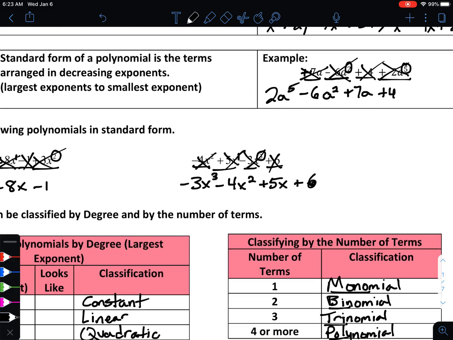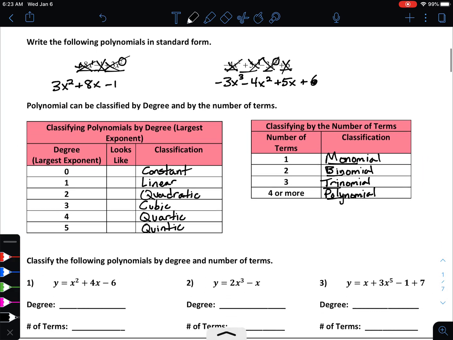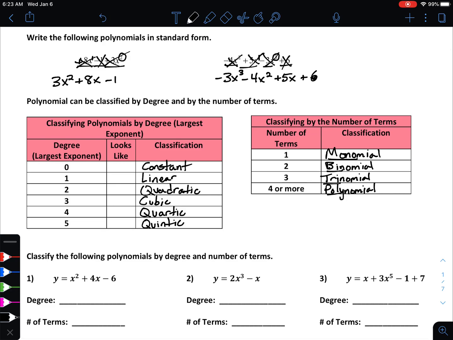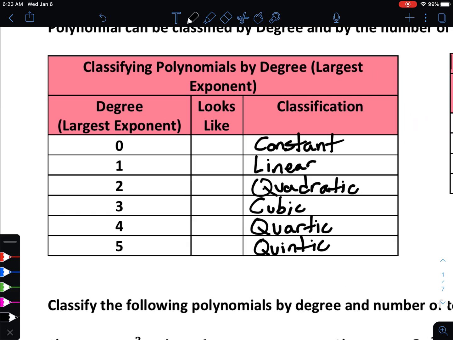All right. As we continue, we're going to go ahead and name polynomials. When we name polynomials, we give them both a first and a last name. The first name is by their degree. When we classify polynomials by their degree, or their largest exponent, we're basically going to look at 0 through 5. We're not going to really talk too much about exponents higher than 5.